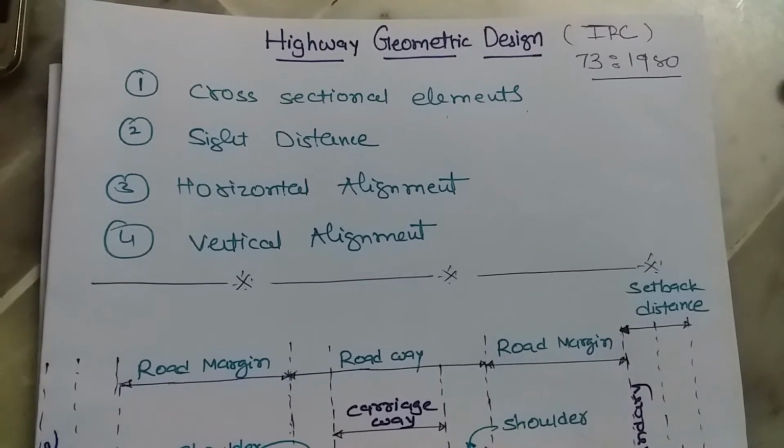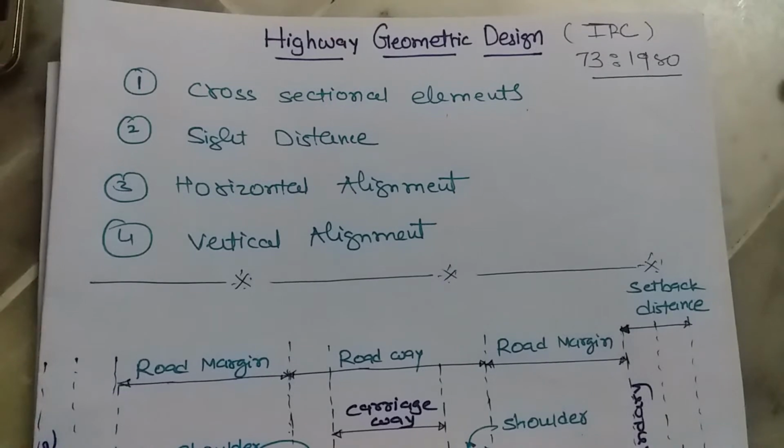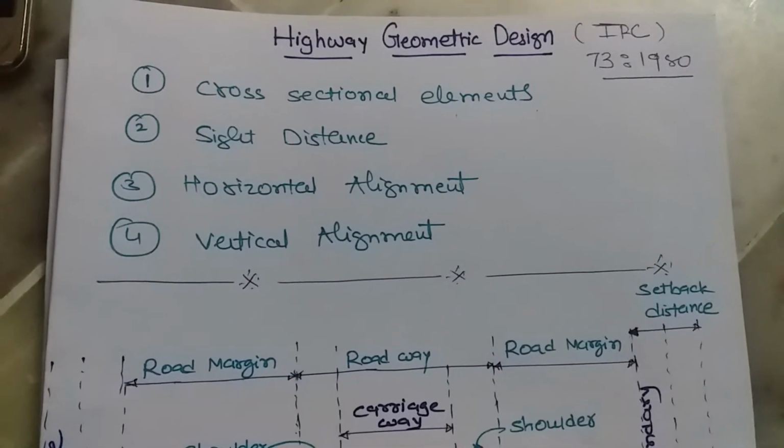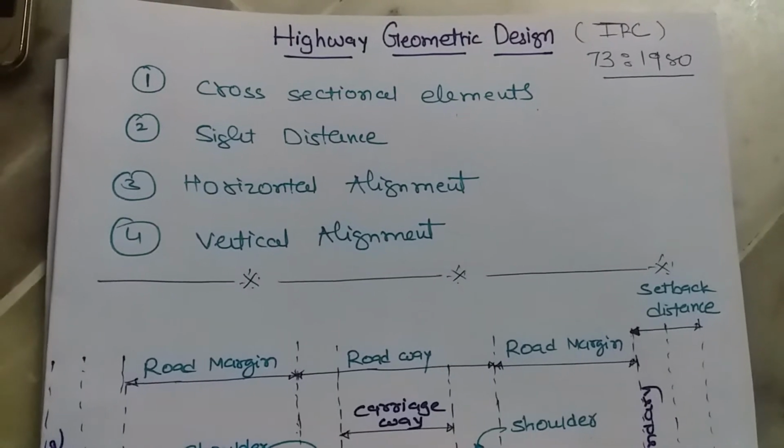Geometric design of a highway does not include the design of structural elements of road such as thickness of pavements and bases and stability of foundations.